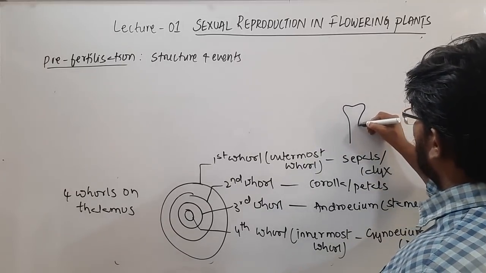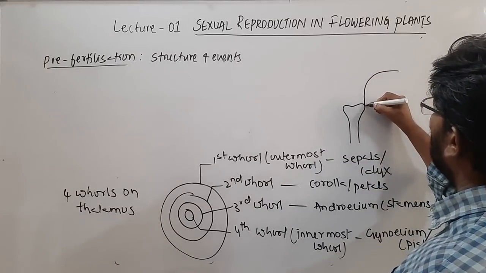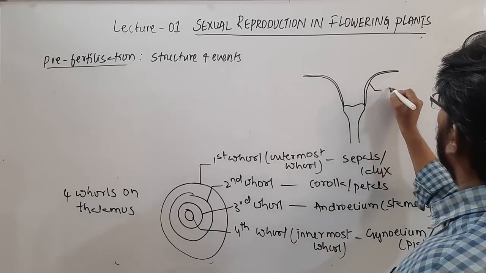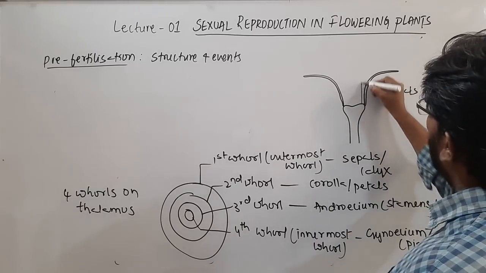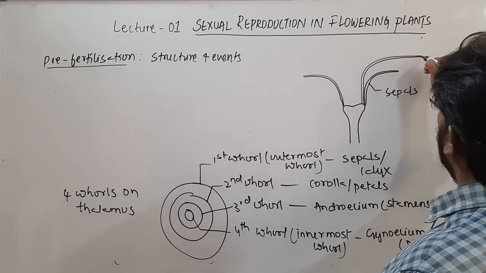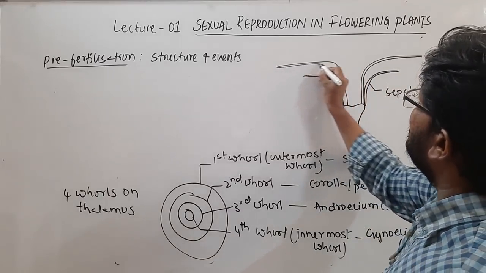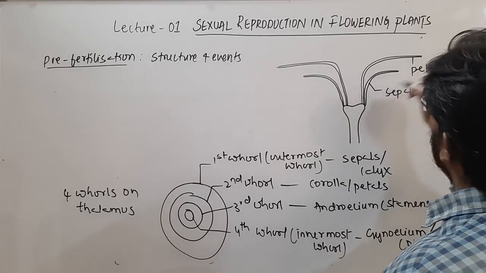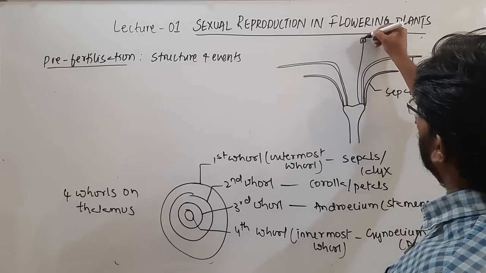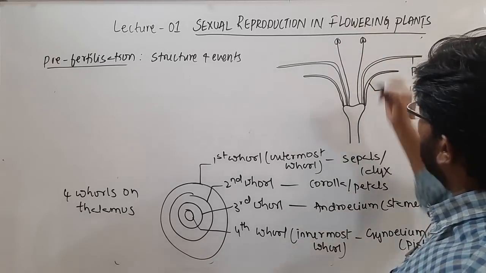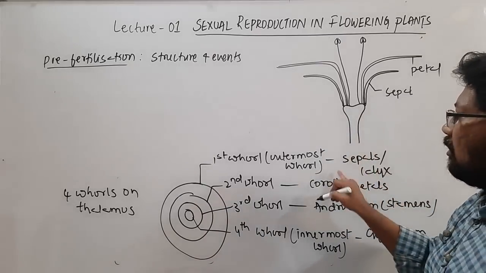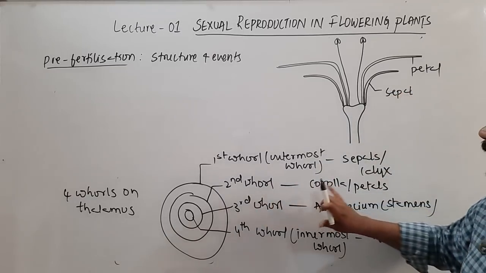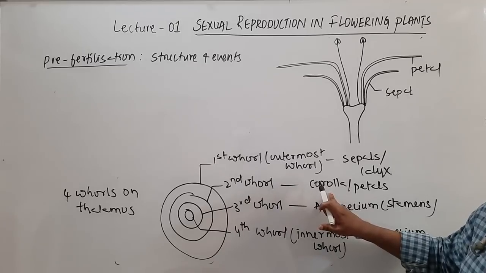So this is the thalamus. On the thalamus, the outermost whorl is occupied by the sepals, and below that you find the petals. So this is a petal and sepal. You can see this is the outermost whorl occupied by the sepals, right? And next to that is the second whorl occupied by the petals or the corolla, right?